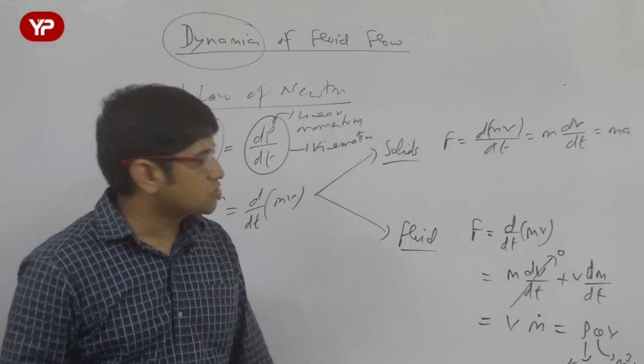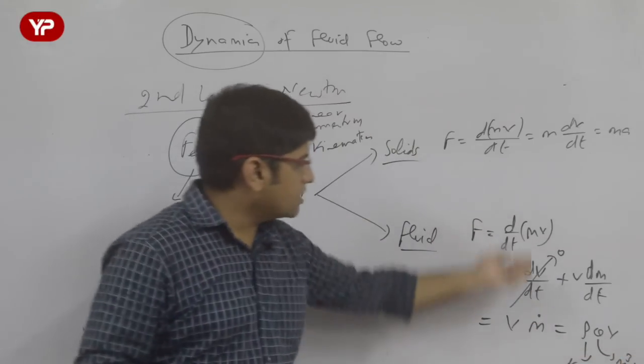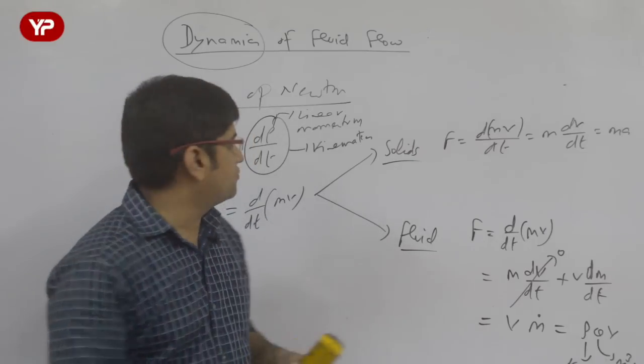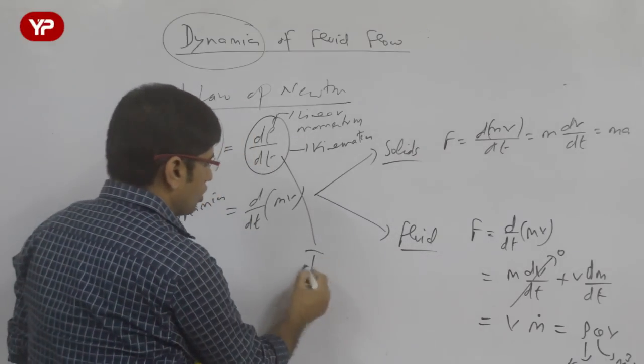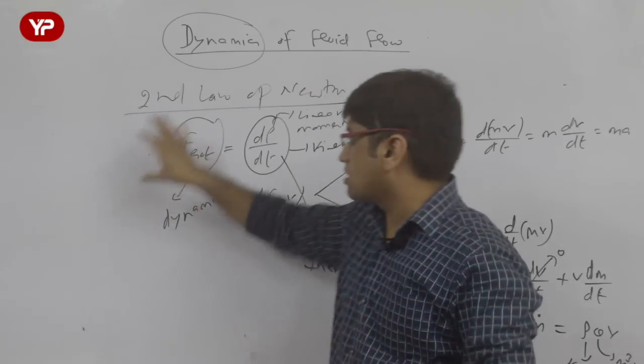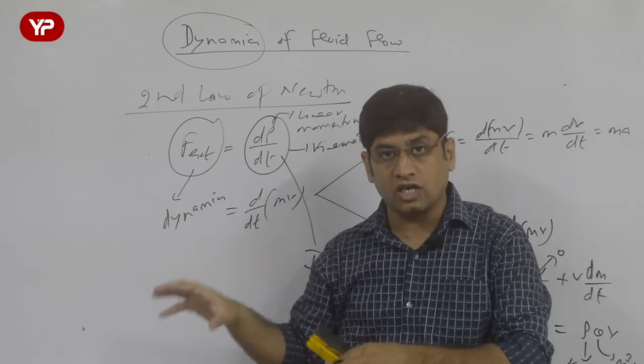This is what we have written for solids and fluids, and later on I am going to discuss with you that this particular right hand side is called the inertia effect. So this entire thing is called the inertia effect. That means there is an external force, which can be any force, and that force is going to change the inertia of the body.